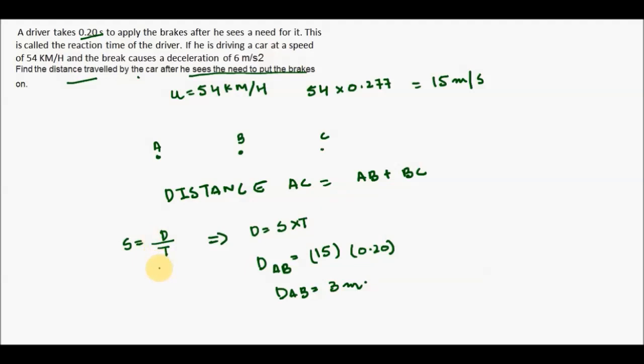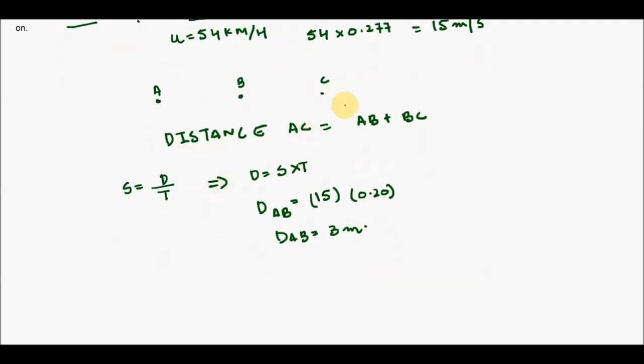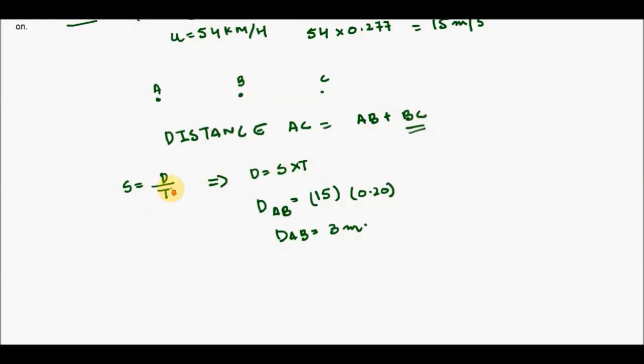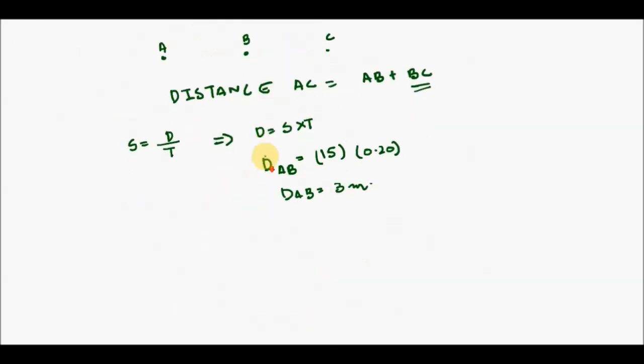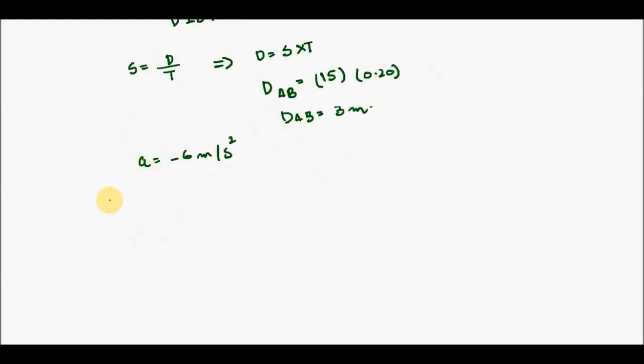Now let's move and calculate the distance BC. Now the question says that at B the brake actually causes a deceleration of 6 meters per second square. So since it is a deceleration, acceleration can be negative here, right? So it will be negative. So what will be the distance traveled during this process?